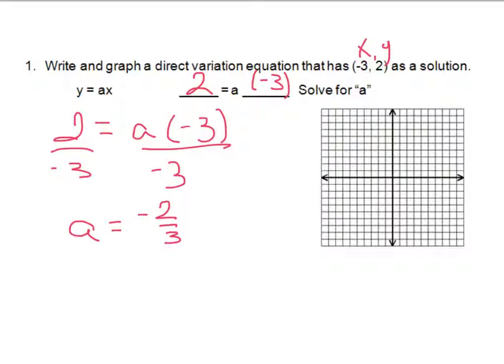Now all we do is take that a and plug it back into our direct variation equation to show the relationship between x and y. So our equation is going to be y equals negative 2/3 x. And the way we graph that would be, to start off with, we would plot the point negative 3, 2.